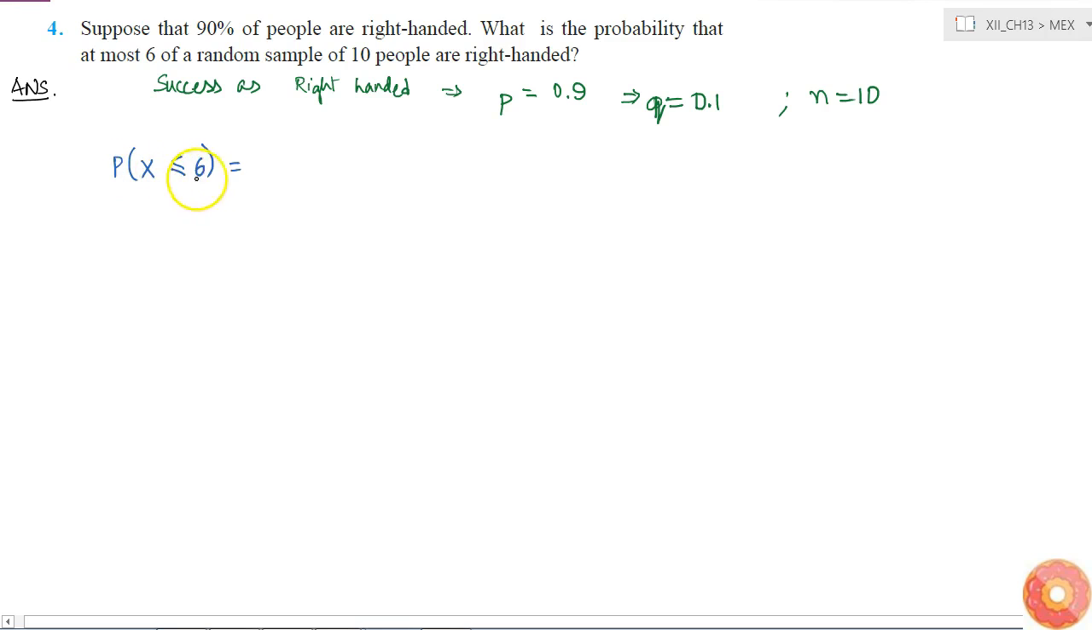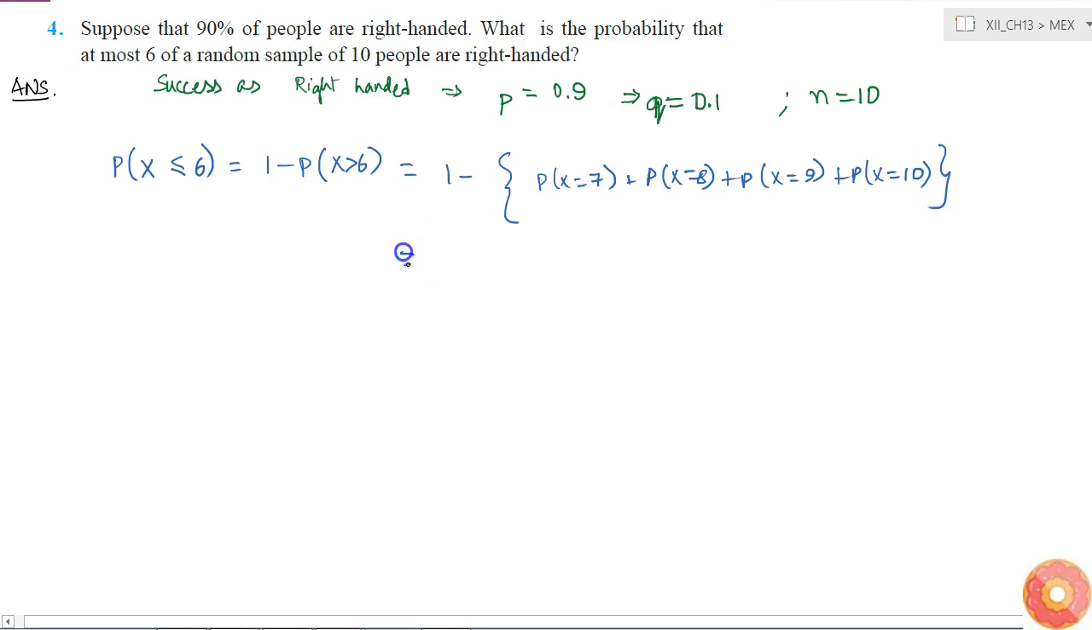So P(x ≤ 6), I can also write as 1 minus the probability of x greater than 6, because out of 10, rather than adding 0, 1, 2, 3, 4, 5 and 6, it is easier for me to calculate the probability of x equal to 7, 8, 9, 10, because it has fewer terms. So I am going to do it like this. This is equal to 1 minus [P(x=7) + P(x=8) + P(x=9) + P(x=10)].